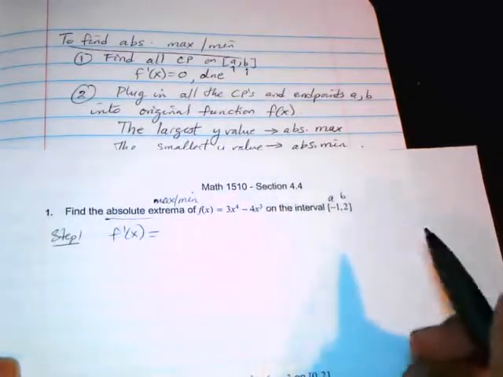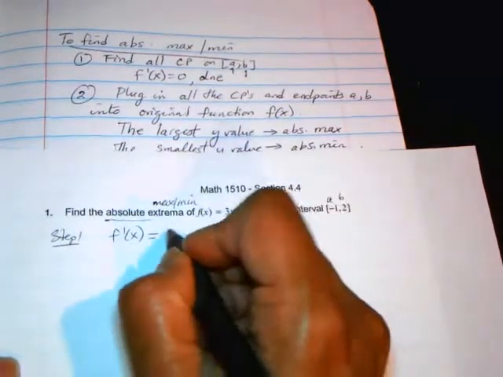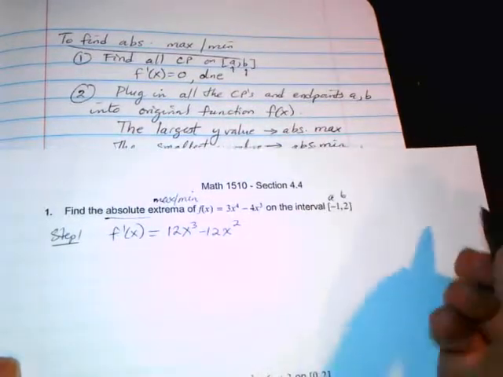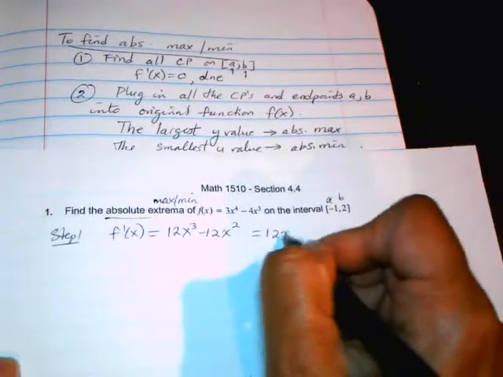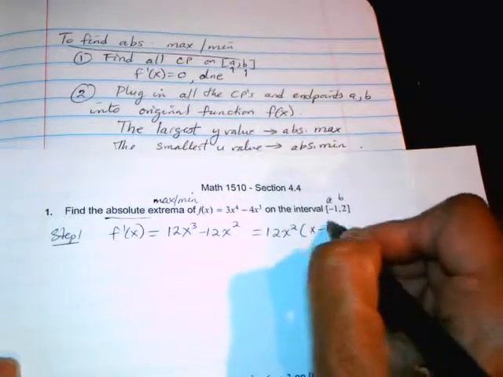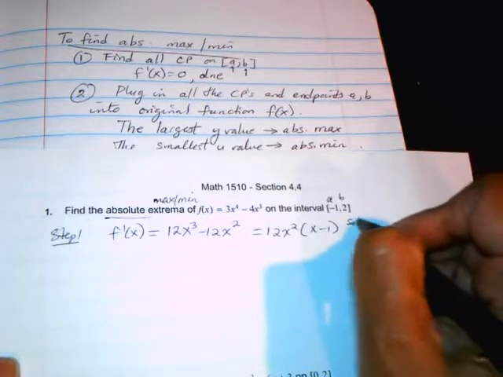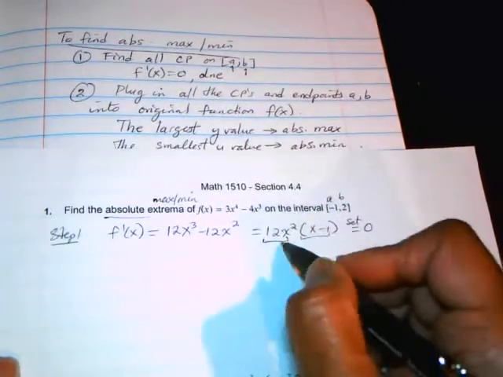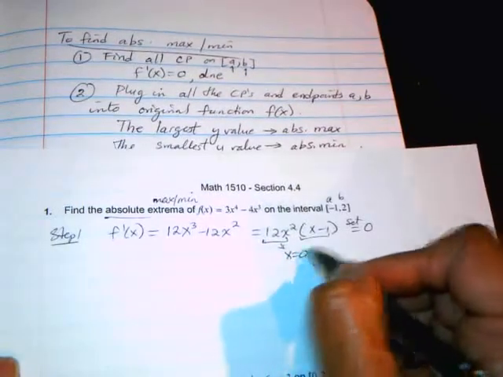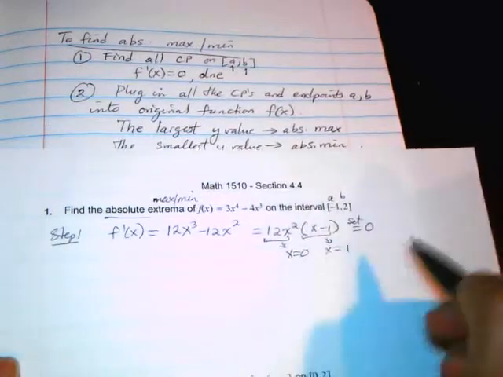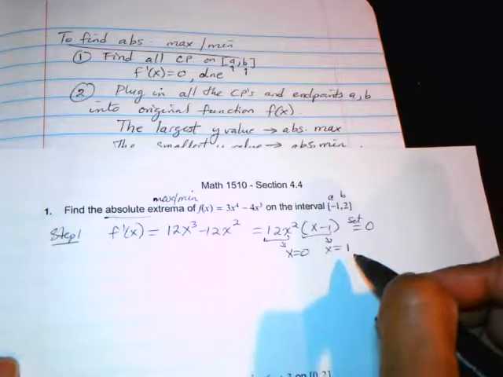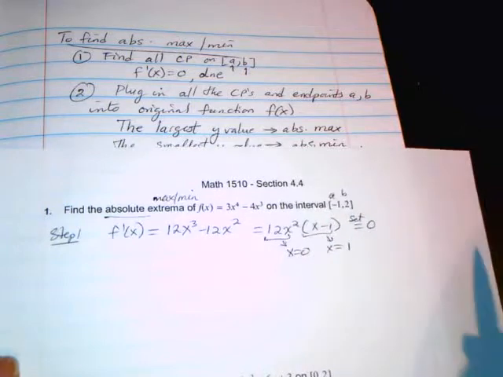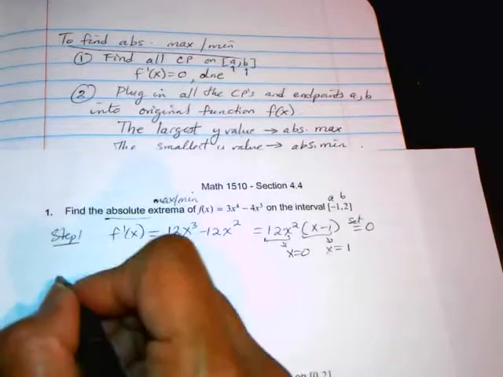This is a nice polynomial, easy to differentiate. 12x cubed minus 12x squared. To find the critical points, I'm going to first factor 12x squared, and I have x minus 1. If I set this equal to 0, then I have two factors. This yields x equals 0, and this gives us x equals 1. So those are my two critical points. And then stop and check and make sure both 0 and 1 are within that interval. They both are. So we can move on to step 2.